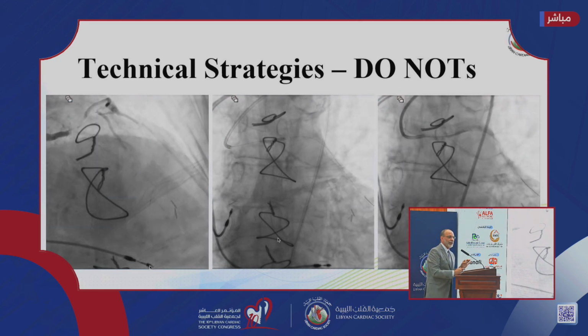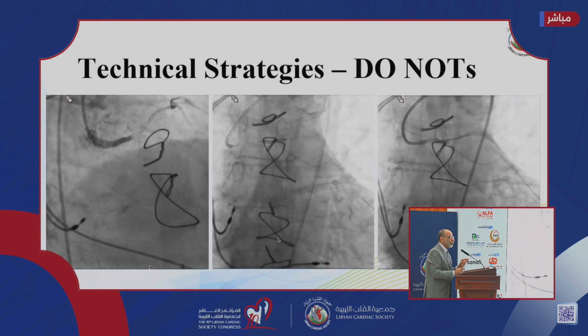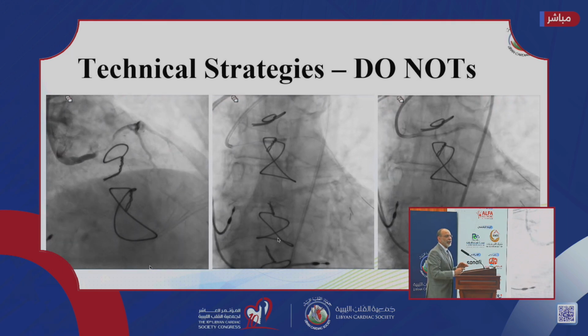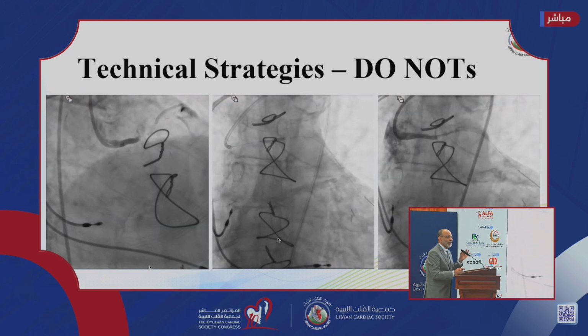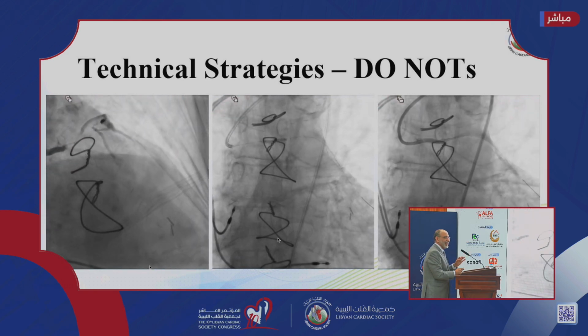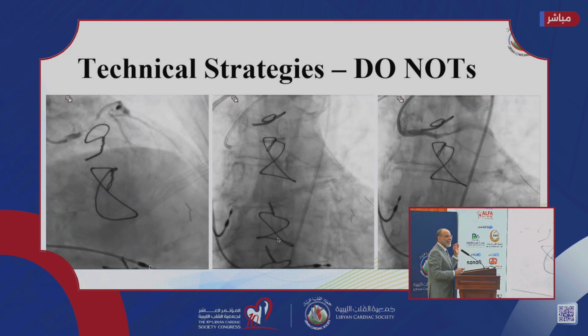Pull your balloon, put it over there. The size of the balloon should be 1.5 to 2.0. Not a 2.5, not a 3.0, not a 4.0. Just a little bit of ballooning is what you want. Why is that? After you balloon with a 2.0 balloon, then you bring your stent.